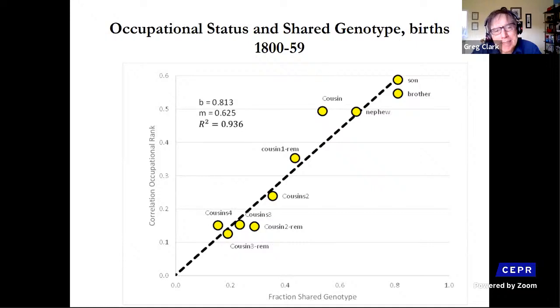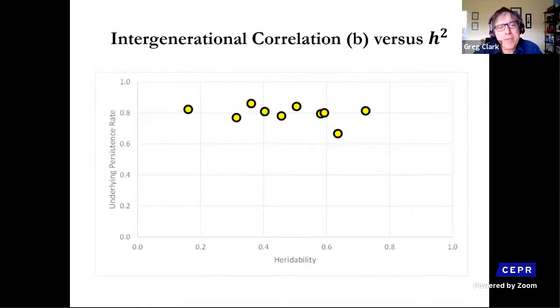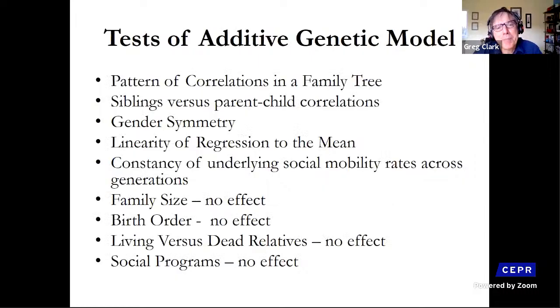that genetic distance is a linear predictor of occupational status correlations with the same slope and the same implied rates of marital assortment. And in fact, if we take a whole bunch of different characteristics which have different heritability for people, so one would be longevity, occupational status, educational status, what we see is that the underlying persistence rate is effectively constant across all of these traits with different rates of heritability.